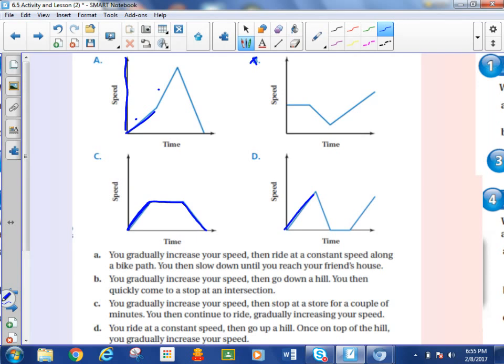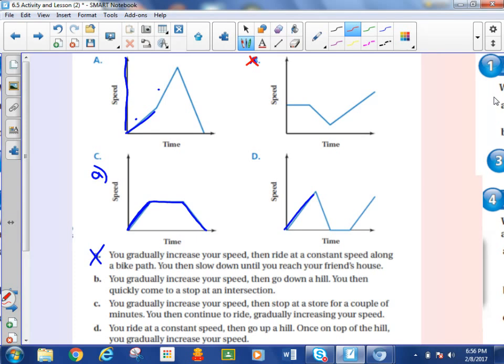So we're just going to put these letters up above. So this would match letter A. Okay, so A is done. All right, letter B. It says you gradually increase your speed. So once again, it can't be letter B up here because we're increasing our speed.